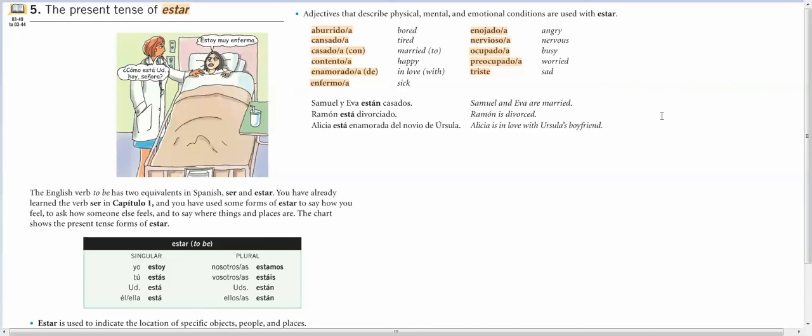Okay, I'm also going to talk about the present tense of estar. In English, the verb to be has two equivalents, ser and estar. They both mean to be. We've already done ser. Ser was on capítulo uno, and we've used a little bit of estar when we were saying how do you feel, and where things and places are. But this is estar. In case you don't know the entire thing.